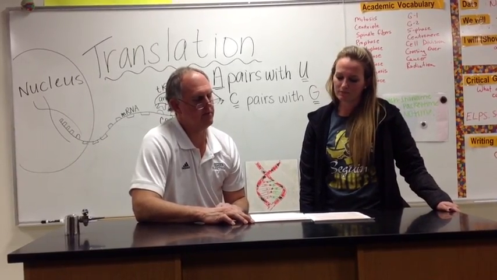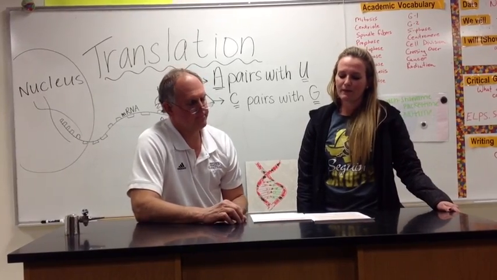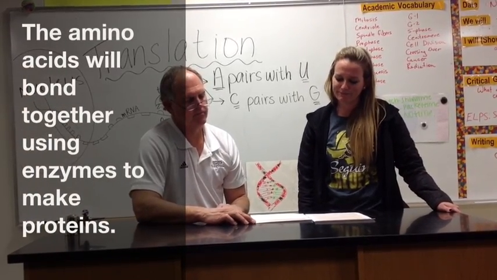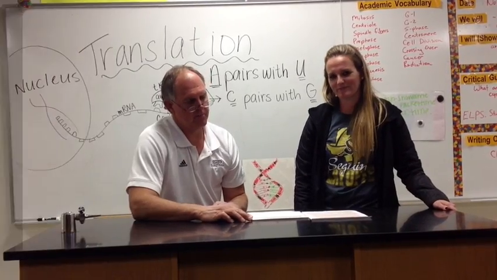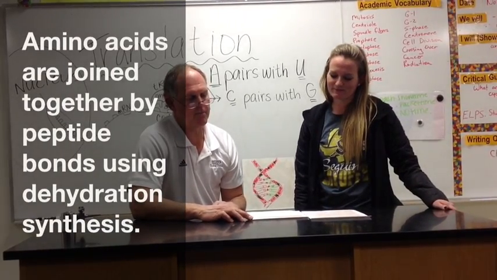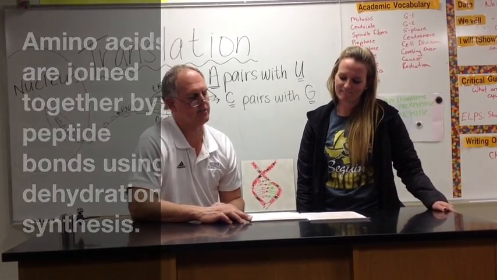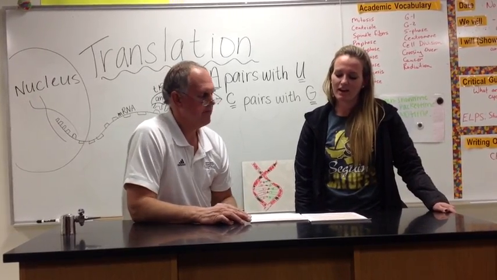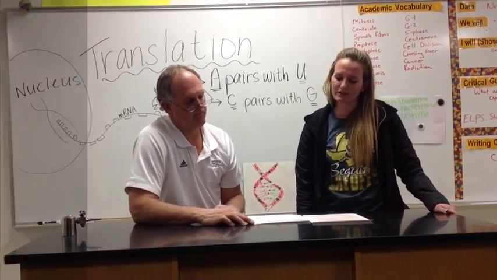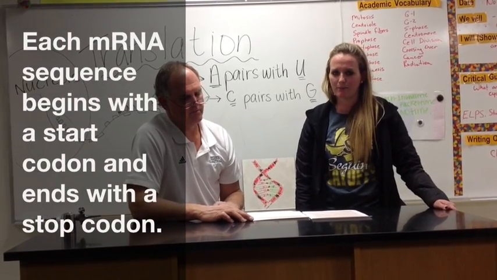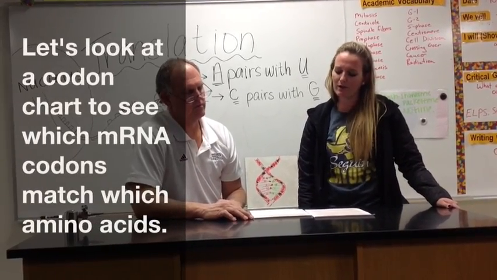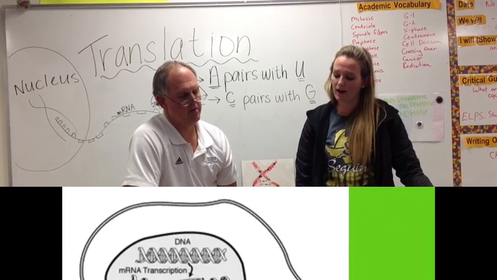What happens to all the amino acids once they're produced? The amino acids will bond together using enzymes to make proteins. I remember this. Amino acids are joined together by peptide bonds using dehydration synthesis. But how does the ribosome know when to start a new protein? Each mRNA sequence begins with a start codon and ends with a stop codon. There is one start codon, AUG, and 3 possible stop codons, UAA.